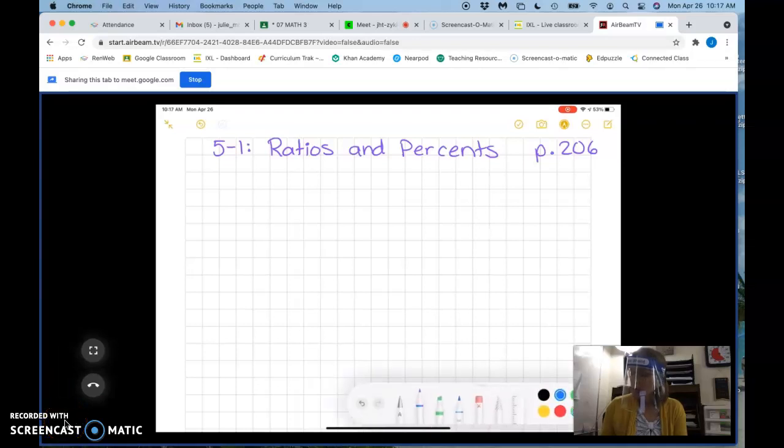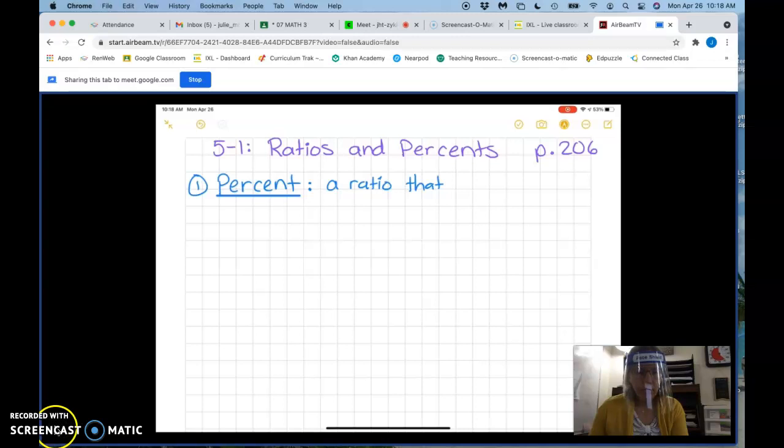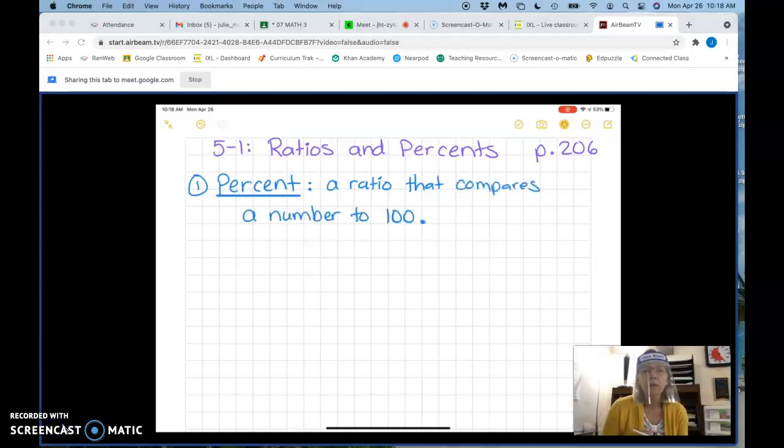So today we are talking about chapter 5-1, ratios and percents. Our first vocabulary word is the word percent. A percent is a ratio that compares a number to 100. Okay, so a percent is a ratio that compares a number to 100.